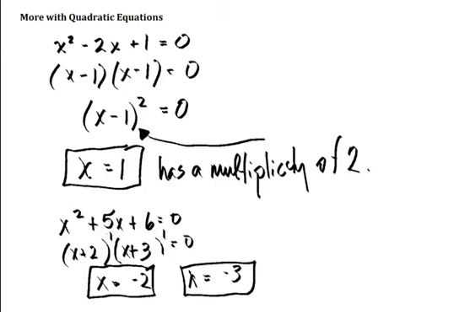So I'm just adding a little something when we're solving it to say that this zero here is listed twice, and we call that multiplicity. We say that each of these has a multiplicity of 1 because each of those zeros is just listed once.